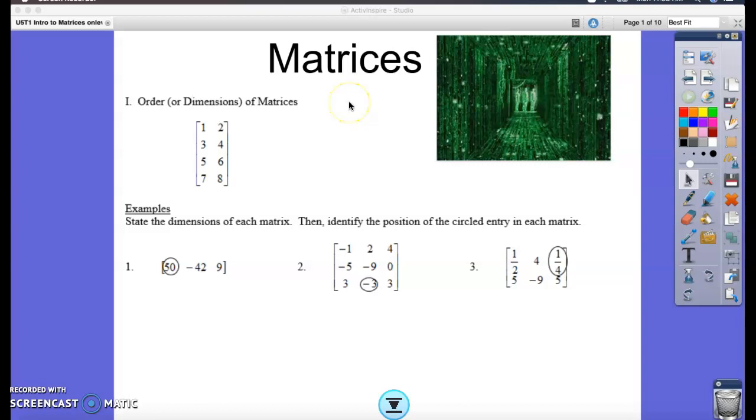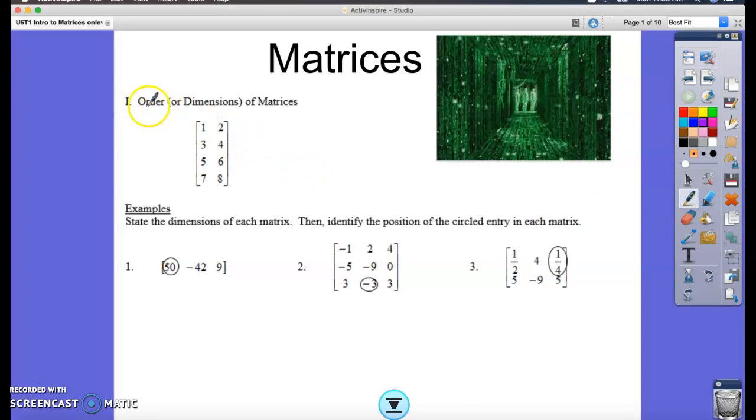So matrix is the singular of this. It would be matrix, and matrices is the plural of it, meaning you have more than one. So you will see the X a lot, like this one, to state the dimensions of each matrix. But if I'm talking about adding matrices or multiplying matrices, the X will be replaced by the CES, like in English. Okay, or language arts class.